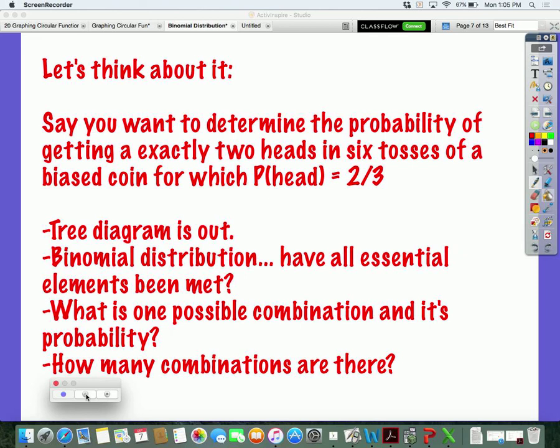Now, a tree diagram is out, because you would have one branch for the first toss, then 2 branches each for the second toss, and it would be too big. It'd be ridiculous. So, this is a binomial distribution. Does it have all the essential elements met? Are there a fixed number of trials? Yes, 6. You're tossing a coin 6 times. Are there 2 outcomes? Yes, heads or tails.